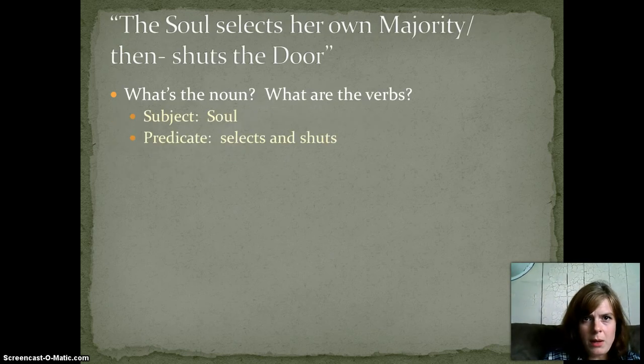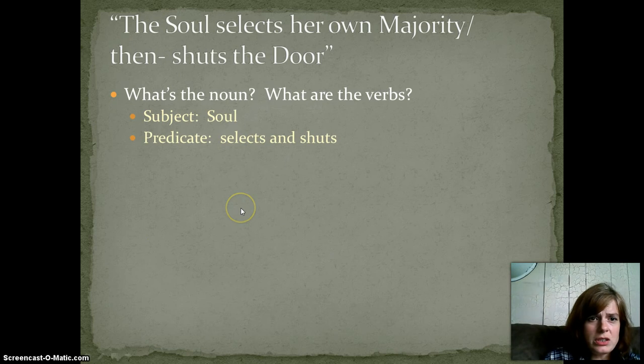Okay guys, I have about 1.5 minutes to finish talking about this. So the first thing you have to do is figure out what's the noun and what are the verbs. And this is for personification. The subject, of course, is soul. I'm sorry about my phone again. The subject is soul. What does the soul do? The soul selects and shuts.